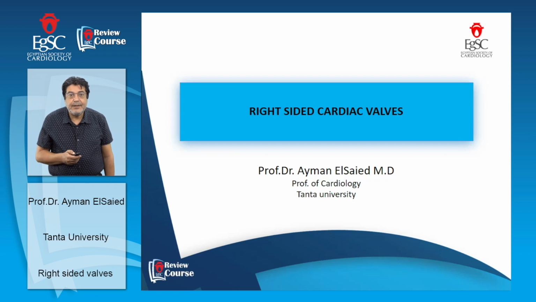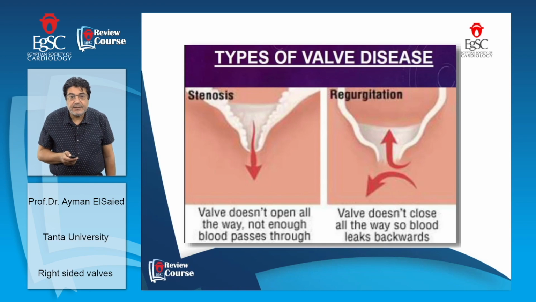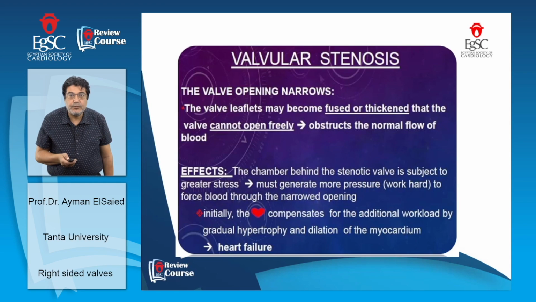My talk today is about the right-sided cardiac valves. The types of valve disease range from stenosis to incompetence. Stenosis is usually due to commissural fusion and shortening of the valve. This will reflect on the chamber behind it, which will be dilated and hypertrophied, with a pressure load on the chambers behind.